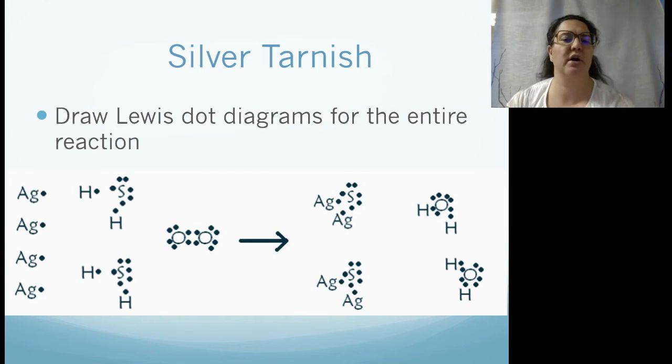So we're going to make a Lewis dot diagram for the entire reaction. We have our 4 silvers plus our hydrogen sulfides and our oxygen, giving us silver sulfide and water.